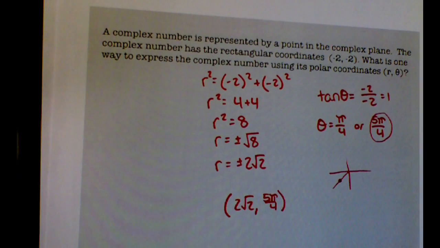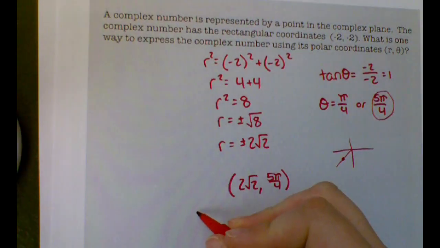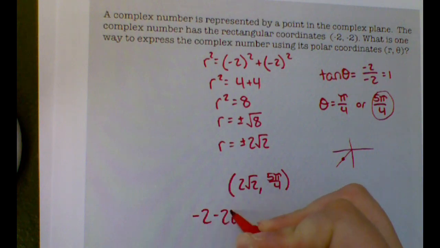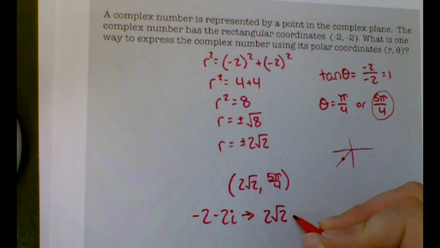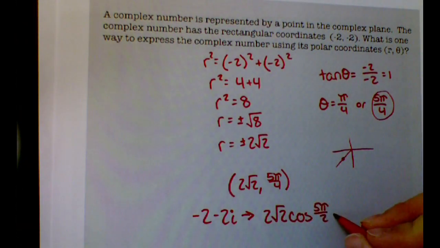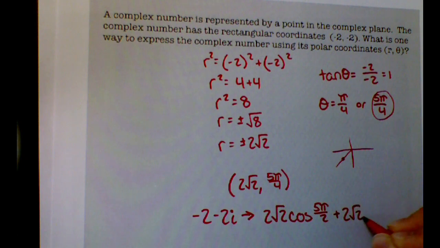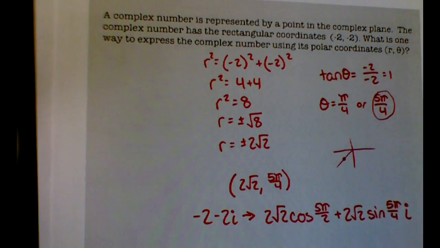But my complex number went from being -2 minus 2i to 2 square root 2 cosine of 5 pi over 4 plus 2 square root 2 sine of 5 pi over 4 i. So you can see complex numbers written that way as well.